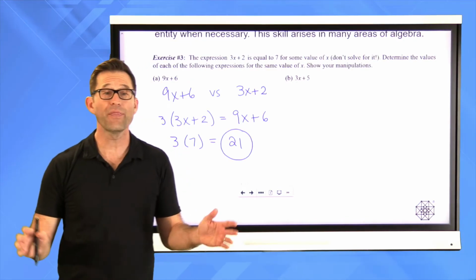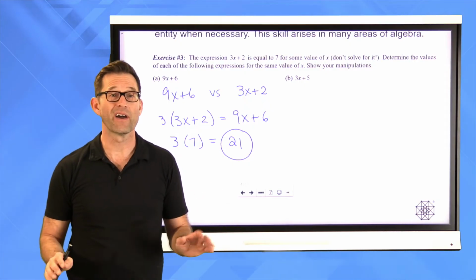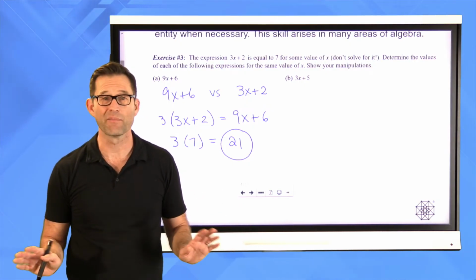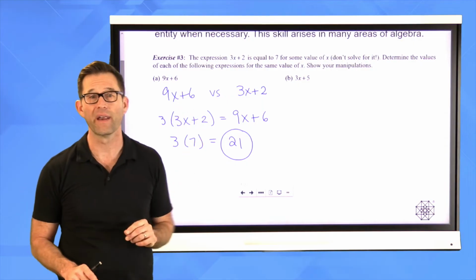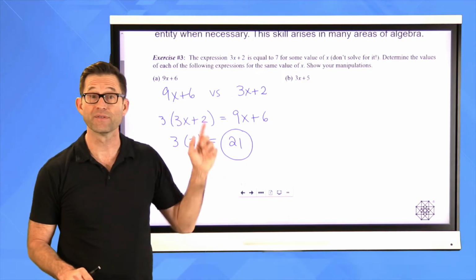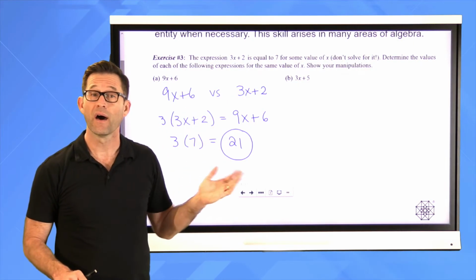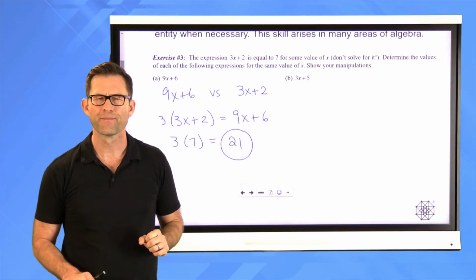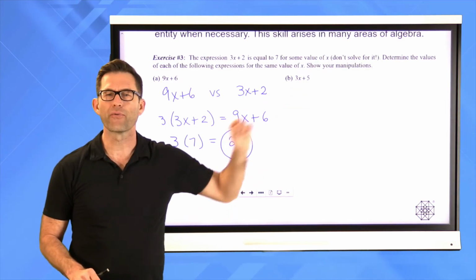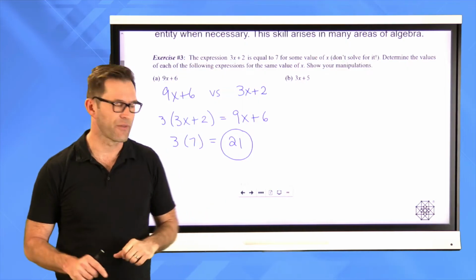All right? No matter what that value of x is, and by the way, the value of x would be 5/3, it would not be fun. I would not want to have to deal with that in here. But if I did take 5/3 and I put it into 9x plus 6, I'd find that the result would be 21.